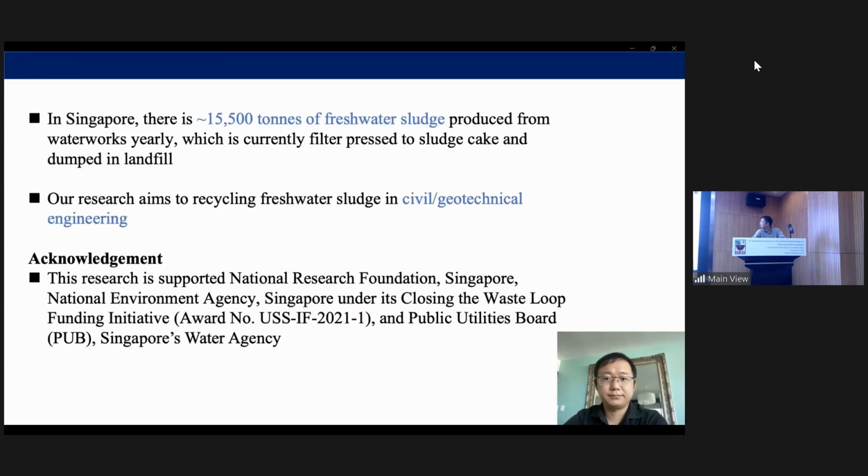In Singapore, there are about 50,500 tons of freshwater sludge produced from the waterworks yearly, which is currently filter pressed into sludge cakes and dumped in landfill. Our research aims at recycling freshwater sludge in civil or geotechnical engineering.